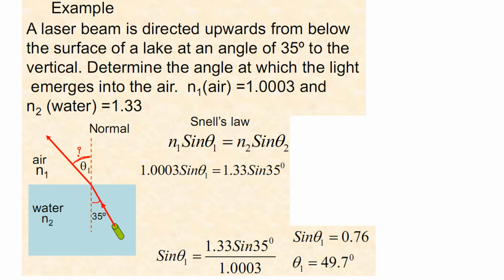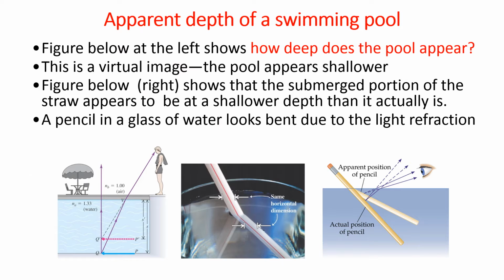Then it is given the index of refraction of air equals 1.003, and the index of refraction of water equals 1.33. Then here, n1 times sin theta 1 equals n2 sin theta 2. Then theta 2 is the question mark, and we get it as 49.7 degrees. Then a consequence of refraction of light is the apparent depth of a swimming pool.